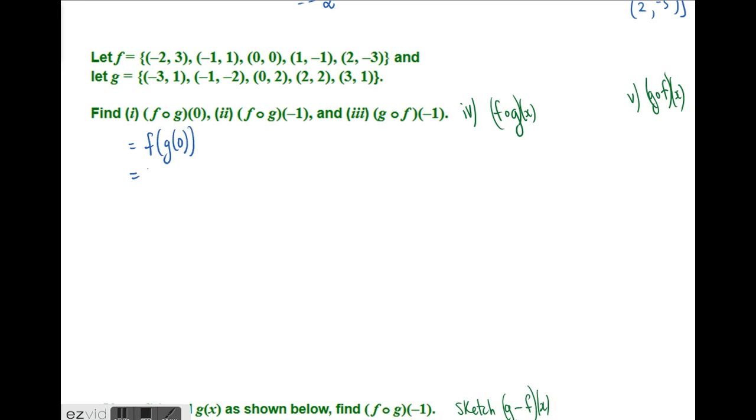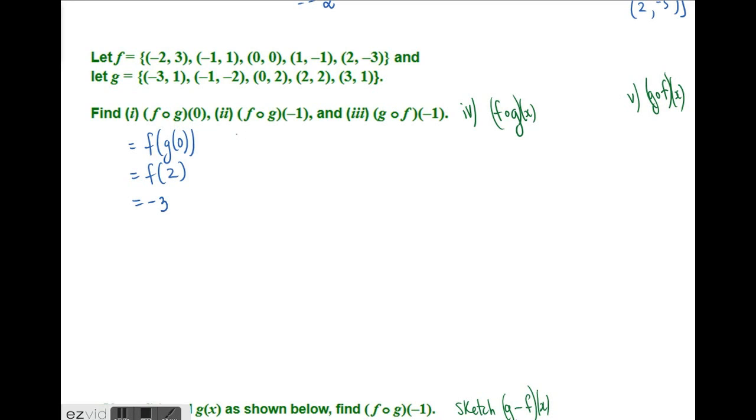So we're thinking about the input of 0 in the function of g. So here's my function g. I'm going to locate the point that has x as 0. There it is. The output is 2. So f of 2 is what we want to find now. So now we're looking at 2 being the input inside of function f. So look at function f points, locate 2, and look at the output from that. We get -3.